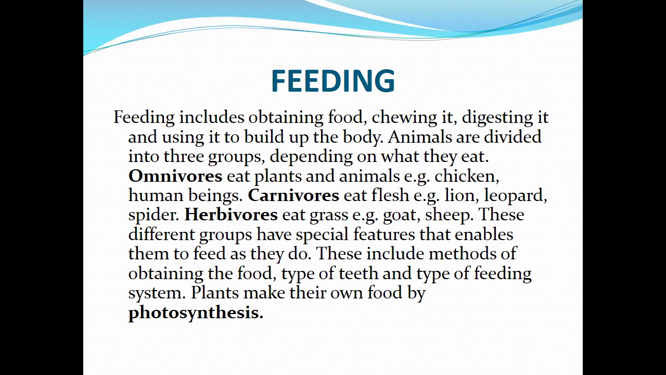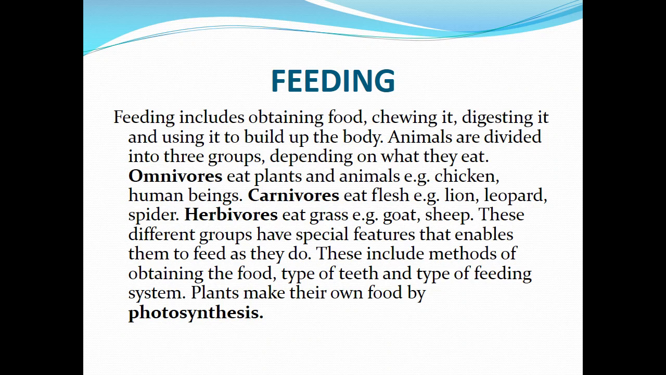Feeding includes obtaining food, chewing it, digesting it, and using it to build up the body. Remember in our last class, we said the act of taking in of food is called feeding. This feeding includes how we obtain the food, how the food is chewed, how the food is digested, and how it is used to build up the body. Animals are divided into 3 groups depending on what they feed on.